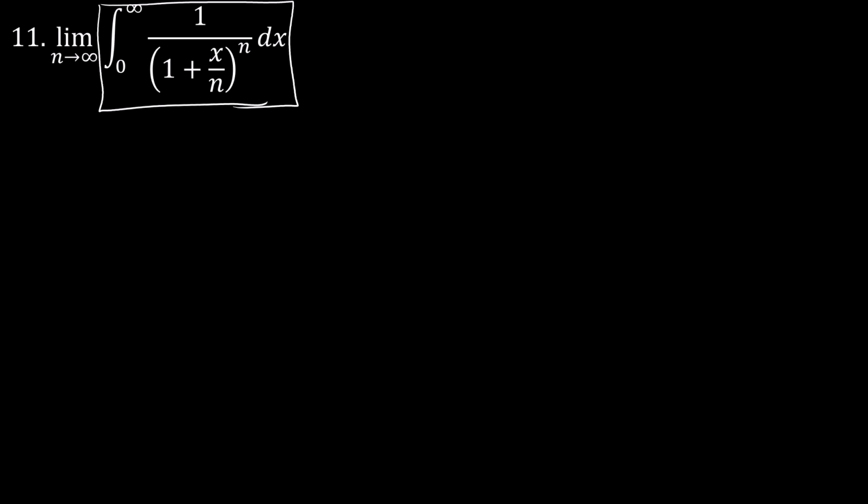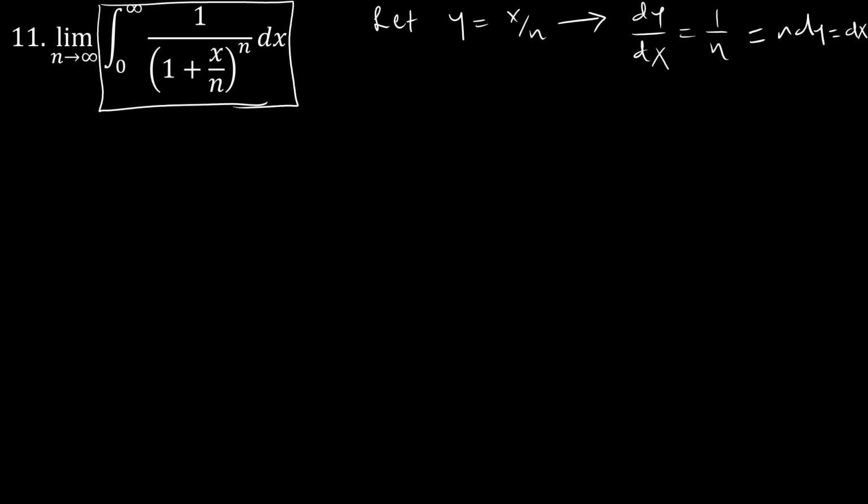And then we say, let y be equal to x over n. So dy over dx would be equal to 1 over n, meaning that for a minute we have n dy being equal to dx, which we can substitute for dx. And obviously when x tends to 0, y tends to 0. When x tends to infinity, y would also tend to infinity.